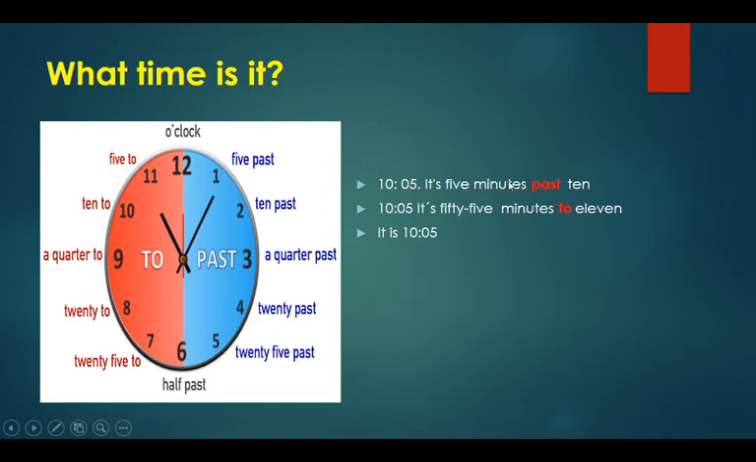It is 5 minutes past 10. Past. All of this is past. Or it is 55 minutes to 11. Okay, or it is 10:05. Pay attention with this. All of this, to, is similar to Spanish. Faltan tantas para tantas horas. Past 6:30, media hora después de las 6. It's an example, okay?